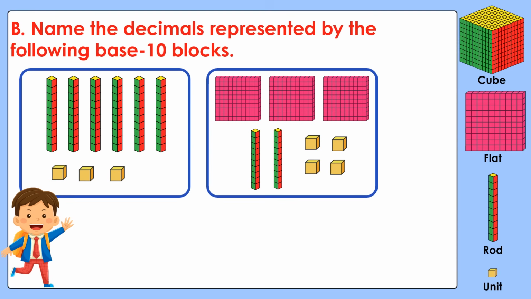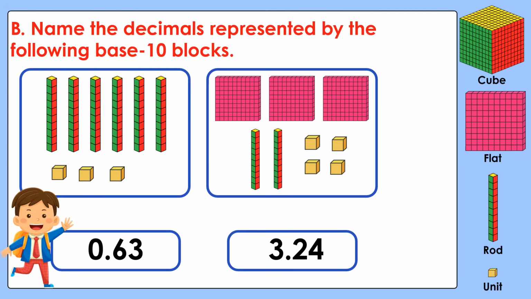B. Name the decimals represented by the following base 10 blocks. The answer: 0.63 for the first set. Second set, 3.24.